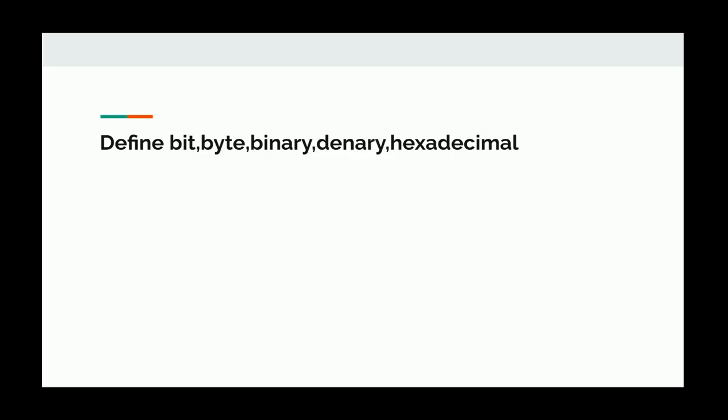Bit, byte, binary, denary, and hexadecimal. These are all different base terms, and denary is a base 10 number system from 0, 1, 2, 3, 4, 5, 6, 7, 8, 9, 10. Hexadecimal, on the other hand, is a base 16 number system from 0, 1, 2, 3, 4, 5, 6, 7, 8, 9, A, B, C, D, E, F, which is 16 digits.